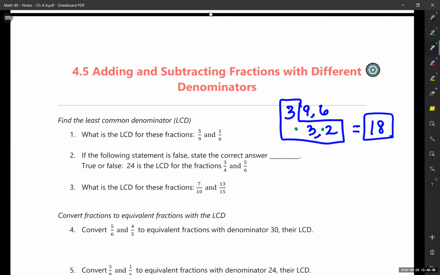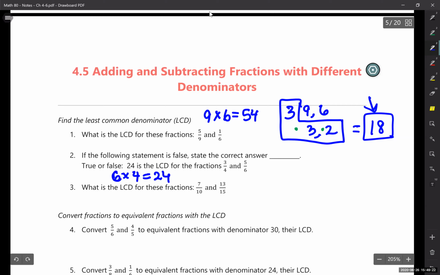All right, so trying it again for number 2, it's telling us that 24 is the LCD for the fractions 3/4 and 5/6. And then we want to know if that statement is true or false. And so certainly if you multiply 6 times 4, that does equal 24. But as you see above, the answer isn't always what happens when you multiply the denominators. Because on number 1, if I multiply 9 times 6, I would get 54, but we could see that the answer is much smaller than that.